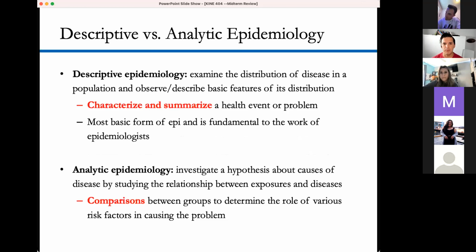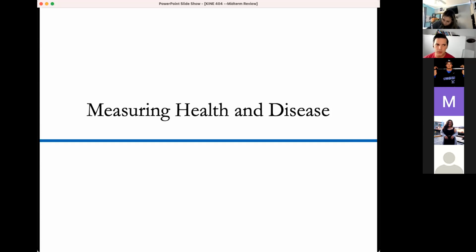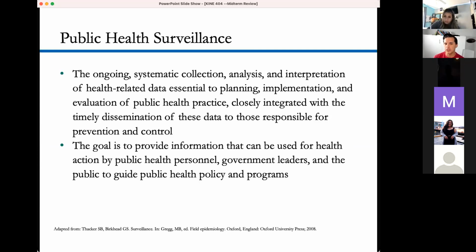There are the two areas of epidemiology. Know the difference between descriptive and analytic epidemiology, with descriptive being to characterize and summarize, analytic being to compare and to understand determinants of disease. And so then that was really week one. We moved into week two. So week one was all about what are the core components of epidemiology? What's that foundation you need to know to move forward?